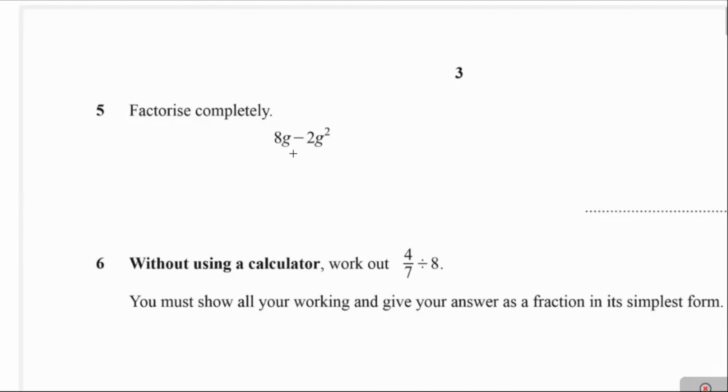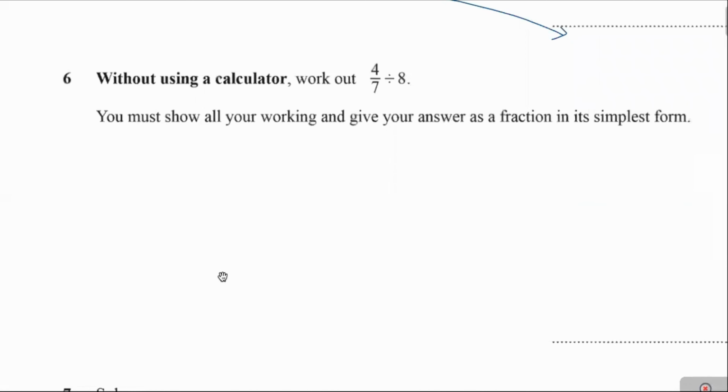Factorize completely. The first step of factorization is taking common factors. Now you see here, 2g is common in this expression. Therefore, the remaining expression becomes 4 minus g. And this is the answer. The next is question number 6.